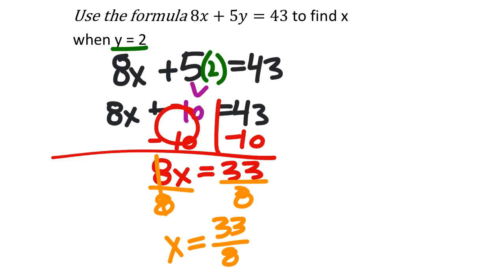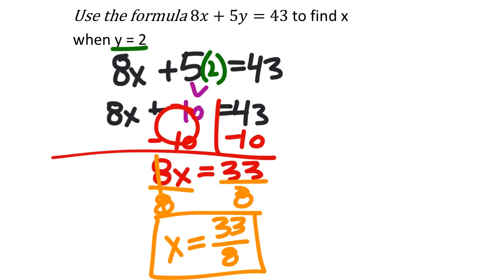And again, you could check this, right? So just going to the calculator, you'd have 8 times 33/8. And then you would add 5 times 2. And when I push enter on my calculator, I should get 43, right? Which is what it shows in the equation. And the calculator shows it is 43. So we can box this in with confidence. When y equals 2, x is 33/8. And again, this creates a relationship between the y and the x value.